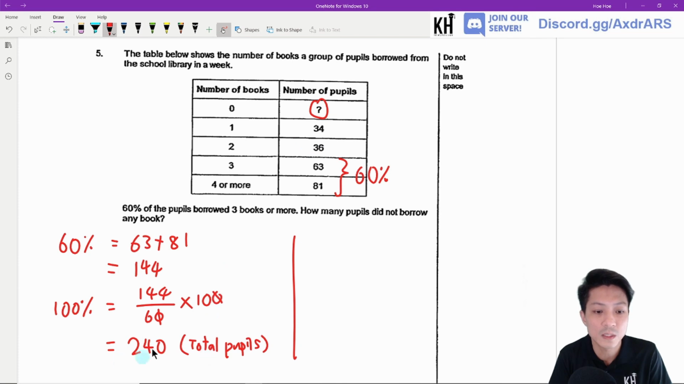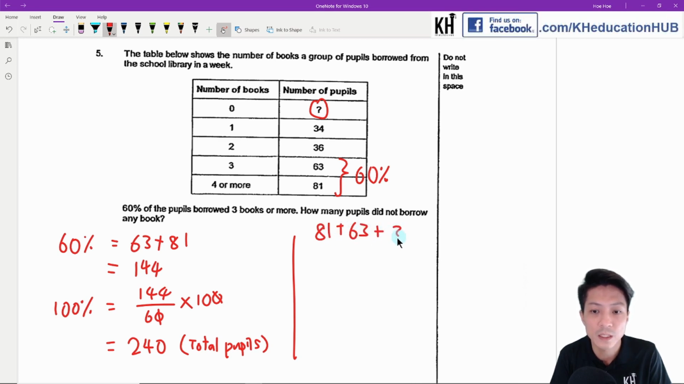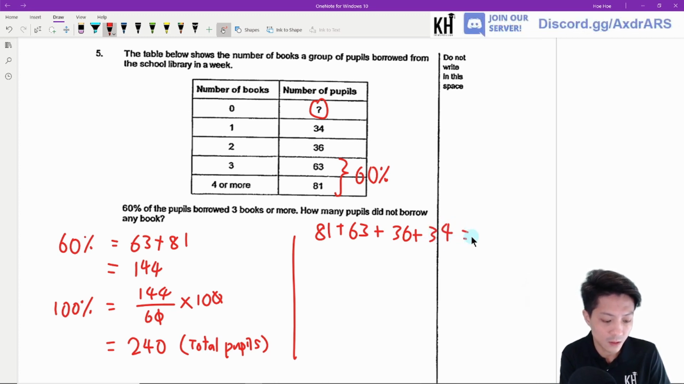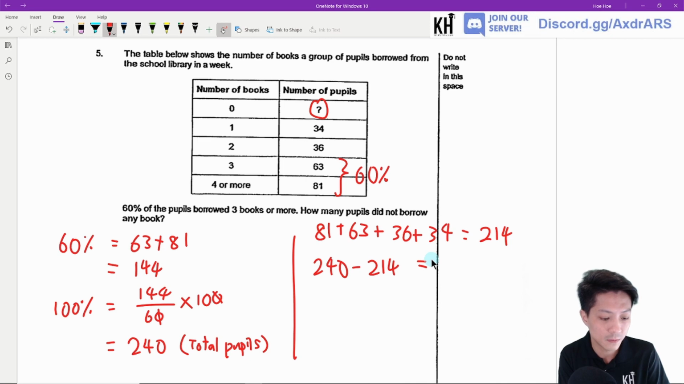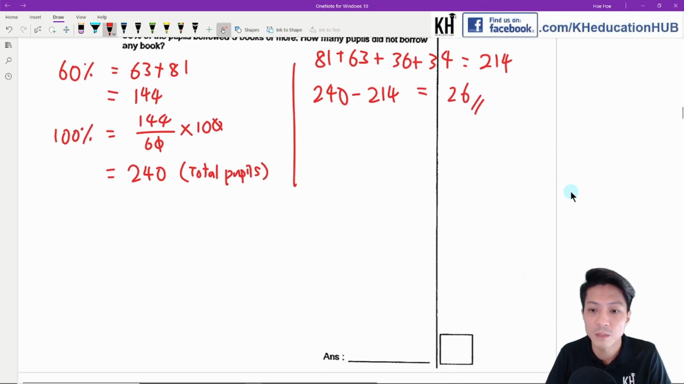So the next step is I'm going to use 240 to minus away all of these. To be safer, it is best you add them all up first. 81 plus 63 plus 36 plus 34 will give me 214. 240 minus 214 will give me 26. So 26 pupils did not borrow any book.